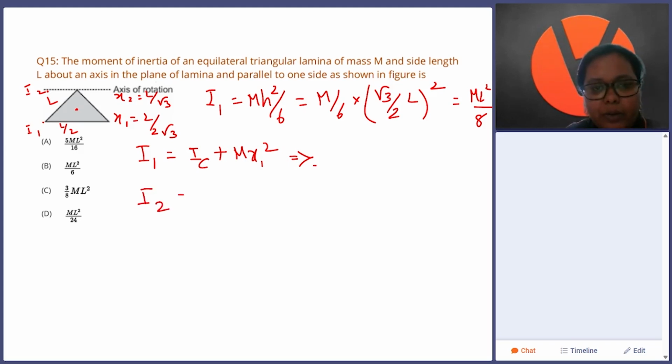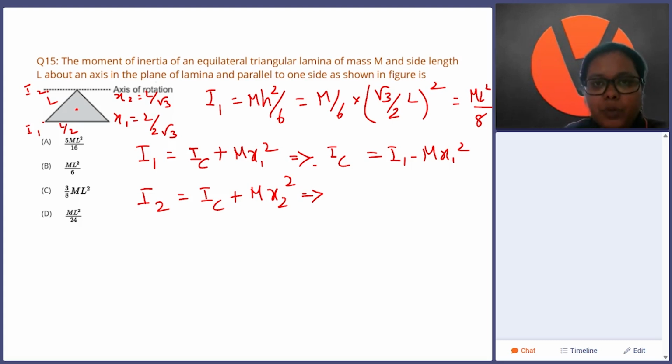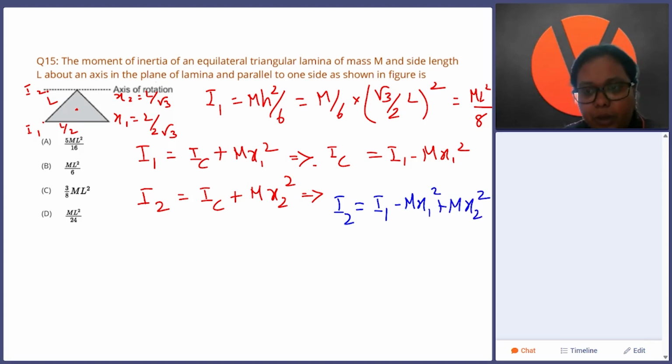What you will write for I2? I2 is equal to IC plus m x2 square. So IC value, if you are taking from this expression, is I1 minus m x1 square. By substituting the value, I2 is equal to, instead of IC, I1 minus m x1 square plus m x2 square. By substituting all these values, the final answer we are getting here is 3 by 8 m L square.